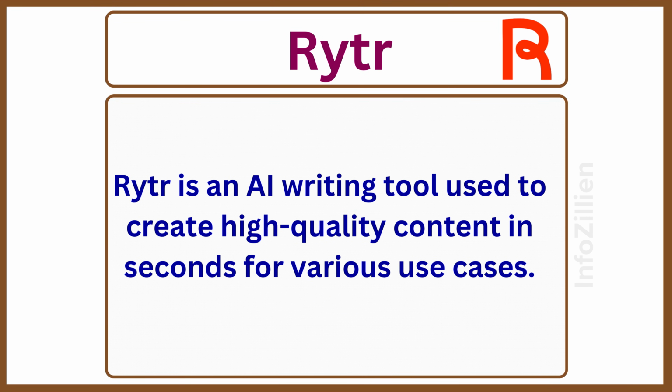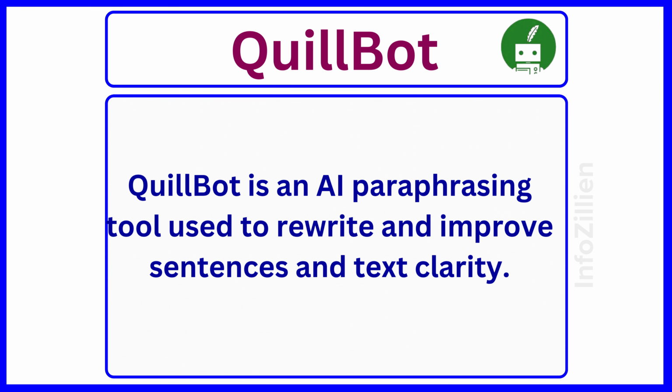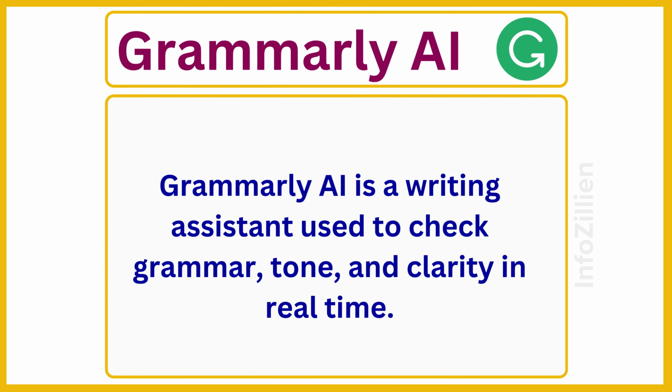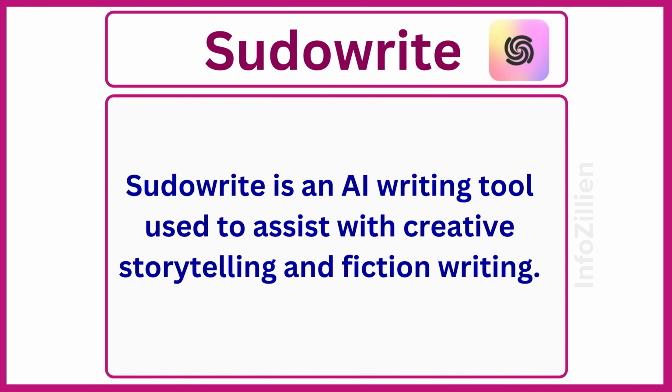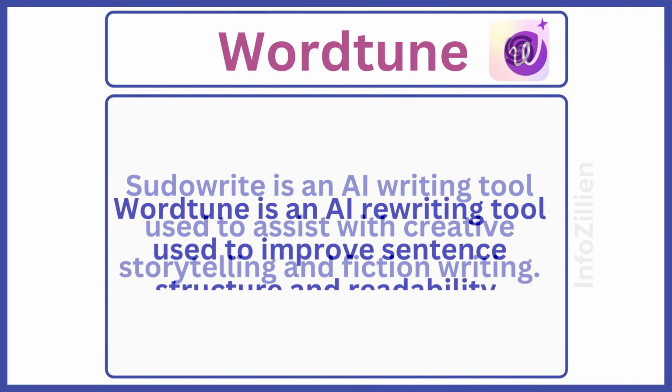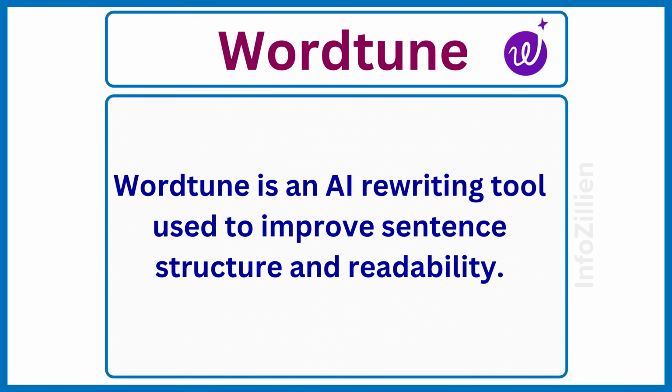Rytr is an AI writing tool used to create high-quality content in seconds for various use cases. Quillbot is an AI paraphrasing tool used to rewrite and improve sentences and text clarity. Grammarly AI is a writing assistant used to check grammar, tone, and clarity in real time. Sudowrite is an AI writing tool used to assist with creative storytelling and fiction writing. Wordtune is an AI rewriting tool used to improve sentence structure and readability.